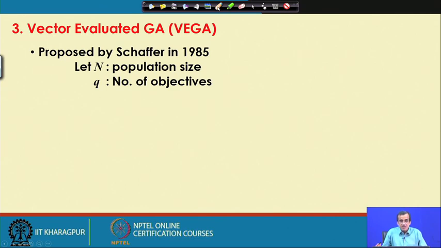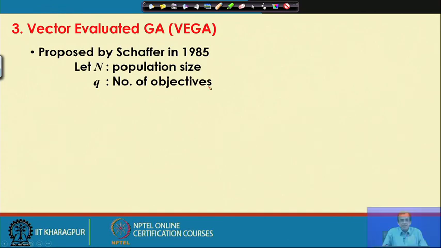Let us try to find out the principle. This is not a very good or efficient approach, but as this is the first approach using a genetic algorithm, let us spend some time on discussing the principle of this approach. Here, what we do is we try to copy the first approach, that is the weighted sum approach, in an artificial way inside the genetic algorithm. How to do it? I am going to discuss.